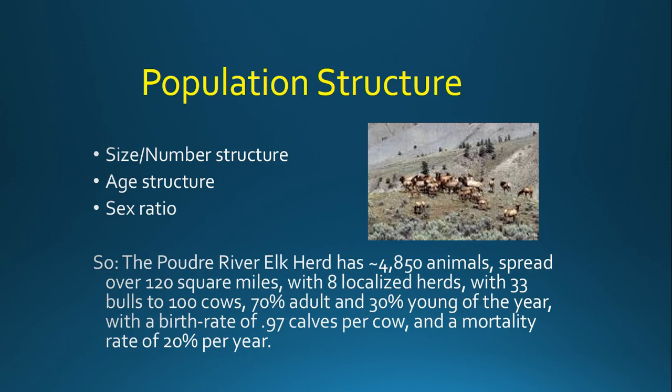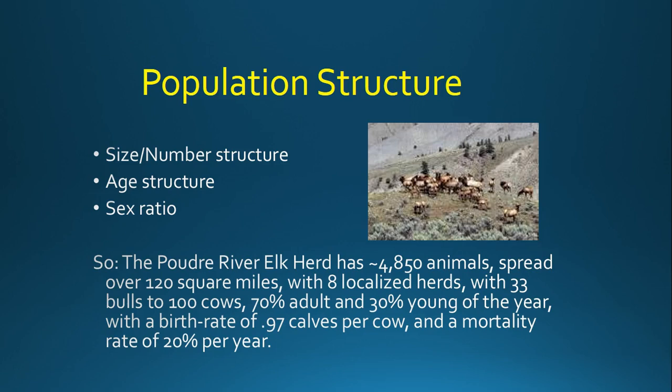The Poudre River elk herd has approximately 4,850 animals. There's your size. Spread over 120 square miles. There's your area, with 8 localized herds. With 33 bulls to 100 cows, there's your sex ratio, 70% adult and 30% young of the year, with a birth rate of 97% of calves per cow. So a little bit under one successful calf produced for every cow, and a mortality rate of 20% per year. So that description right there, that would be a good description for one population.